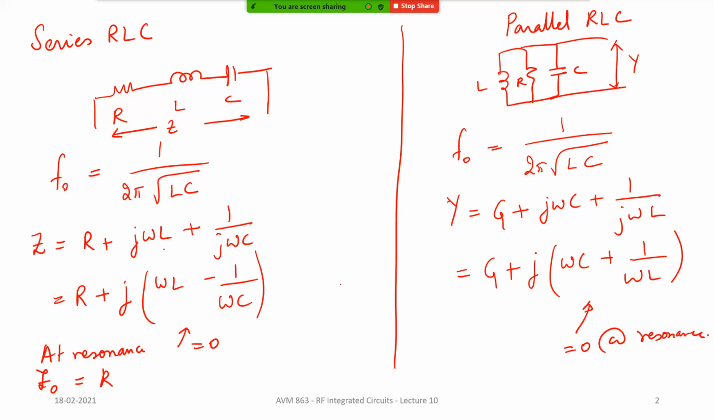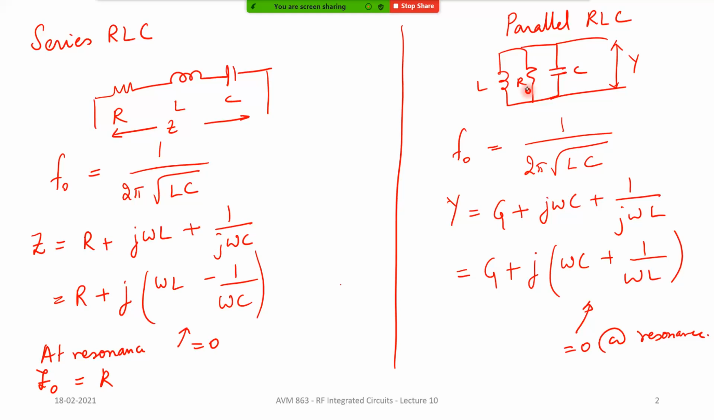Here R plus j omega L will be very low for low frequencies, and the 1 over j omega C term will be very high for low frequencies. So it is capacitively dominated. This whole network is pretty much an RC network at low frequencies, and at higher frequencies it's pretty much like an RL network where the inductor is dominating the response. Of course, the time domain response is not like an RL or an RC. All of us have studied the second order response given by this series RLC.